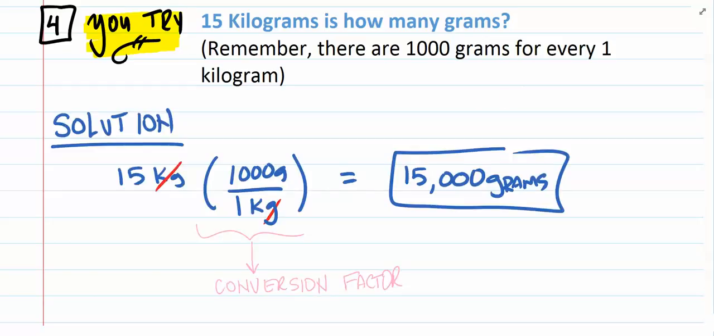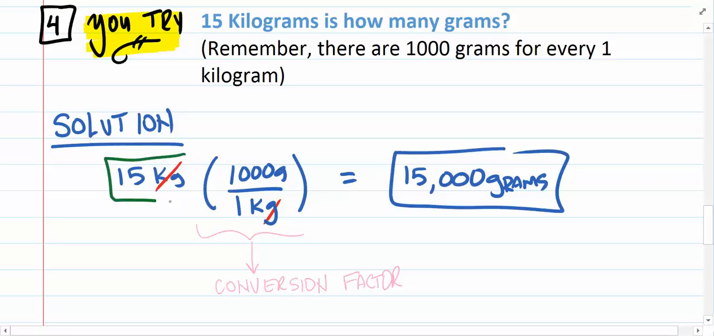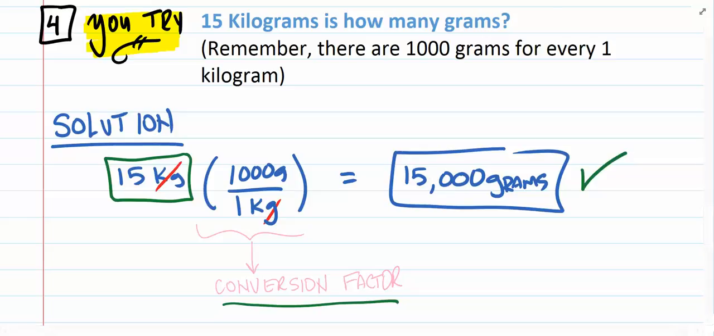Hopefully you got the right answer of 15,000 grams. If not, here's how you do it. We start with 15 kilograms and we multiply by the conversion factor of 1,000 grams for every 1 kilogram. Notice that the kilograms cancel out in units and you are left with just grams. So we multiply 15 times 1,000 and we get 15,000 grams.